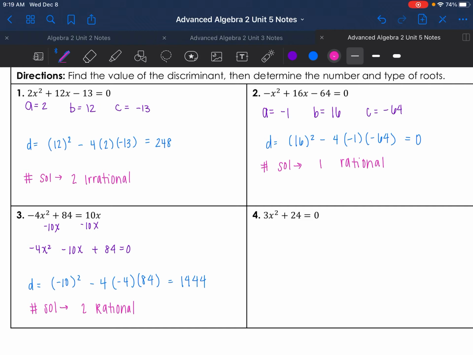And number 4. I want you to write down what you think the A, B, and C is. So your A is 3. Your b, that is 0. There is no plain x in here. So your b is 0. Your c is 24.